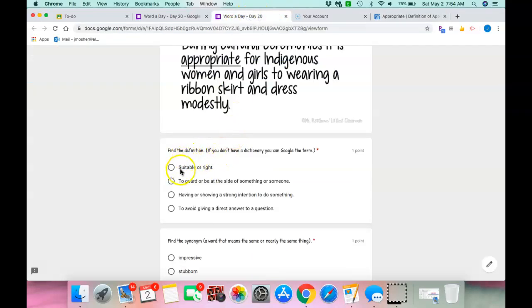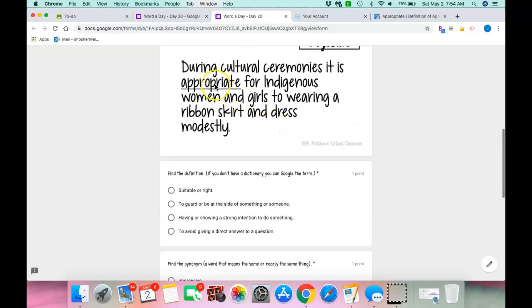The definition, suitable or right, to guard or be at the side of something or someone, having or showing a strong intention to do something, to avoid giving a direct answer to a question. So if you go back and read the sentence, during cultural ceremonies, it is appropriate for Indigenous women and girls to be wearing a ribbon skirt and dress modestly. My clues are going to tell me that it's the right way to do something if you're wearing a ribbon skirt or to dress modestly. So I would click suitable or right.